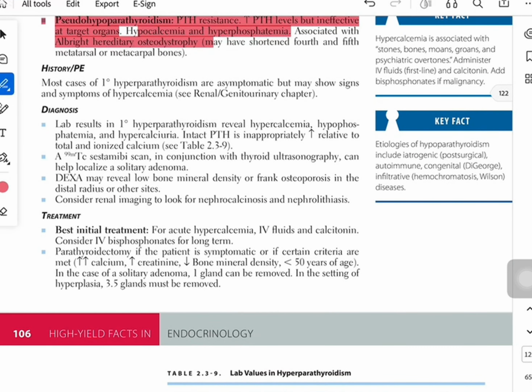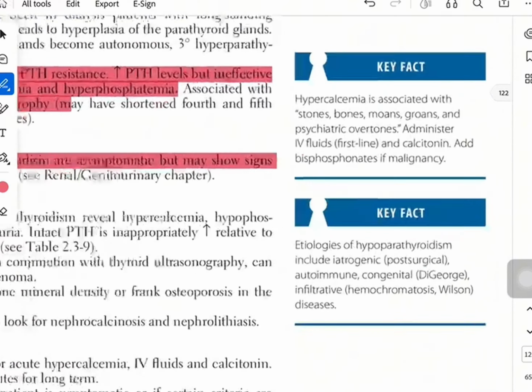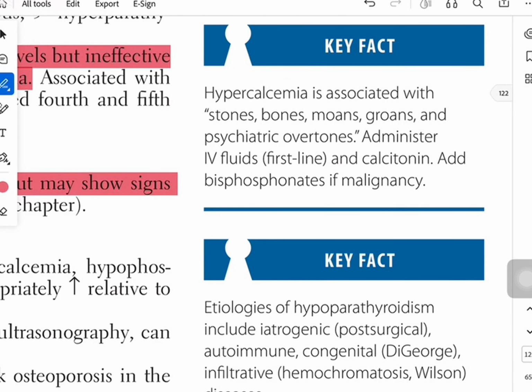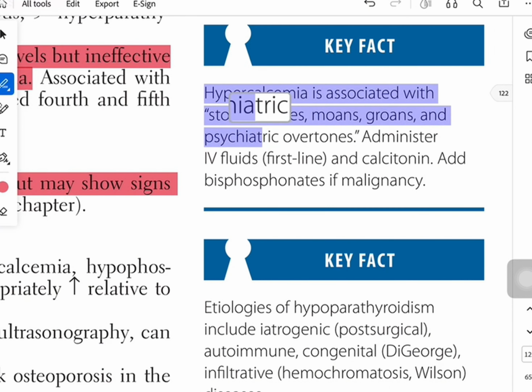Okay, now most cases of primary hyperparathyroidism are asymptomatic but may show signs of hypercalcemia. I have discussed everything about hypercalcemia, how you will treat a patient with hypercalcemia and what the symptoms of hypercalcemia are. Hypercalcemia is associated with stones, bones, pain, moans, groans. I mean there is pain, that's why it is mentioned as moans, groans, and psychiatric overtones, meaning there is a psychotic problem with the patient, there is an anger issue like this.